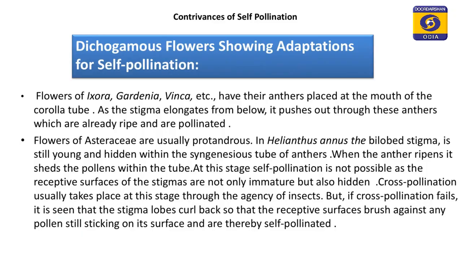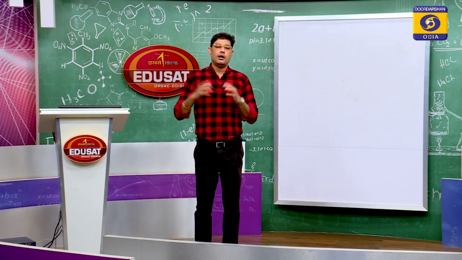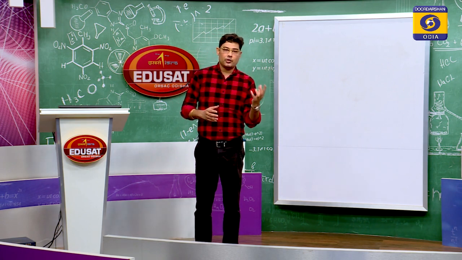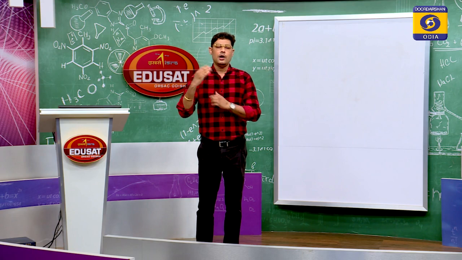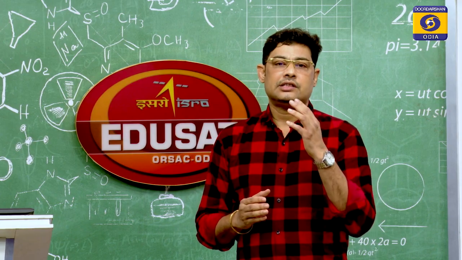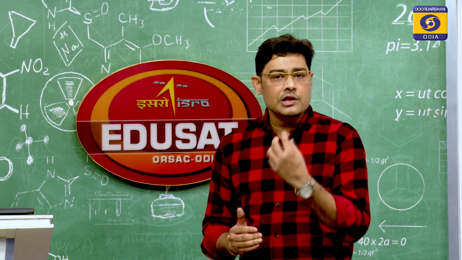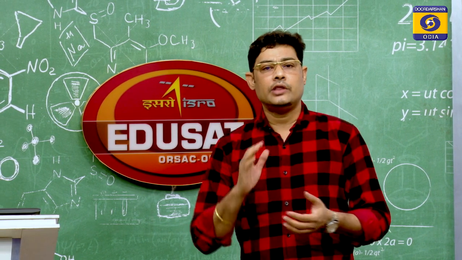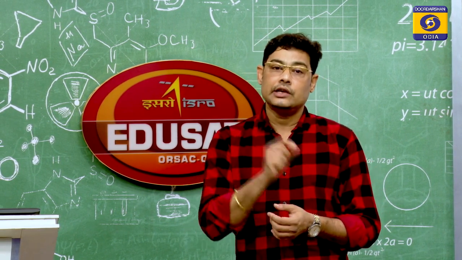Moving to the next slide. Some dichogamous flowers also show adaptations for self pollination. Now, dichogamy is one of the contrivances for cross pollination. Dichogamy means different time maturation of both the parts. The male part may mature first or the female part may mature first, that is called protandrous and protogynous condition, protandry and protogyny. But some of the dichogamous flowers, when they fail to do cross pollination, adopt certain safety mechanisms so that they can ensure pollination, and that is self pollination.